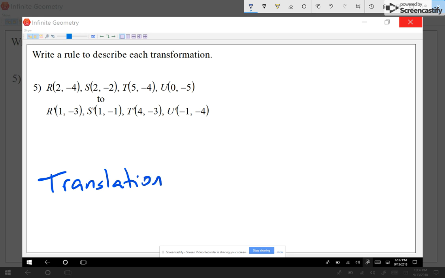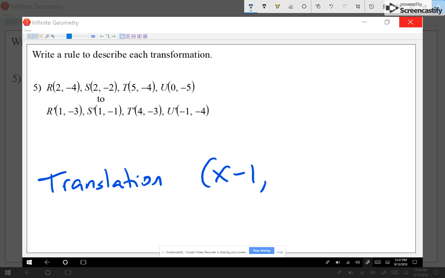Right, next week, we're going to learn other types. But right now, we're going to write translation. Looking at the x's, 2 becomes 1, 5 becomes 4, 0 becomes -1. It seems like for each of my x's, I'm subtracting 1. So I'm going to write x minus 1.